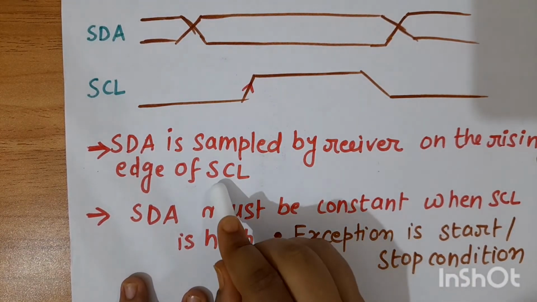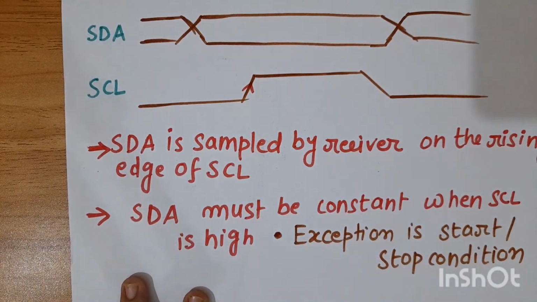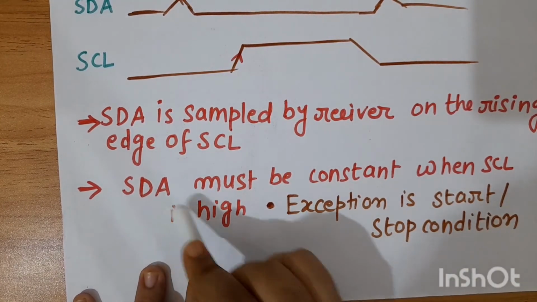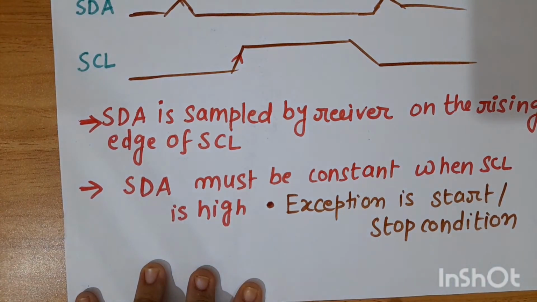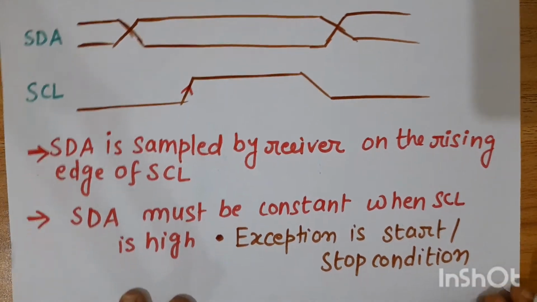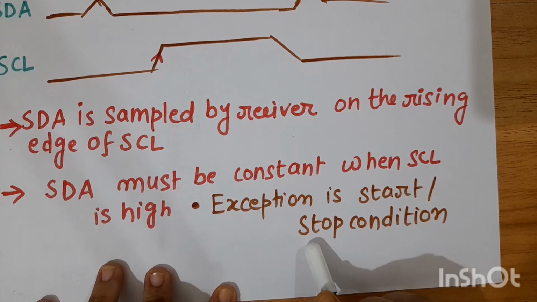SCL of the master and slave is tied. SDA of the master and slave is tied. SDA line is bidirectional in nature. SCL line is unidirectional, sent from master to slave. Now the SDA must be constant when SCL is high. The SDA value must be constant when the 0 to 1 transition is happening. The exception is the start or stop condition.